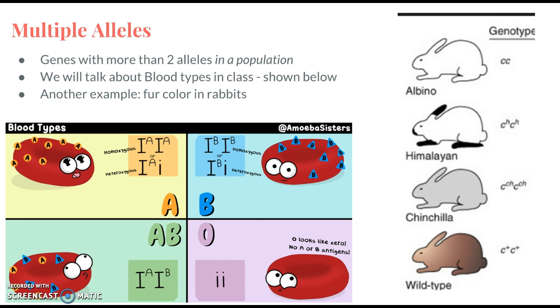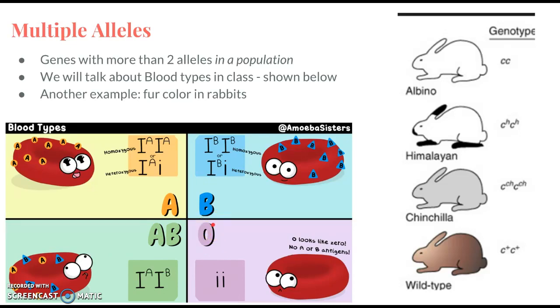genes have more than 2 types. So up until now, we've only had an uppercase and a lowercase. We've had a dominant and a recessive. Like I said, humans aren't so simple. Blood types is one that we're going to talk about in class, and you can see in this picture that we have multiple alleles. There are 4 different traits that we could display. You could have A blood type, you could have B blood type, you could have AB blood type, and you could have O.